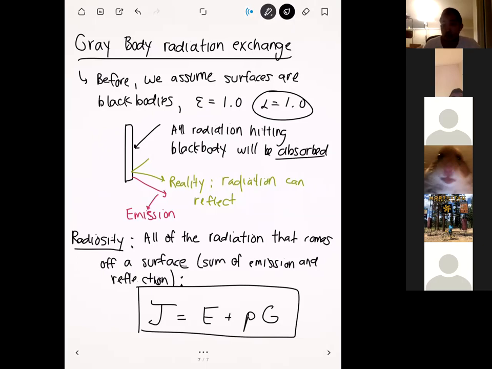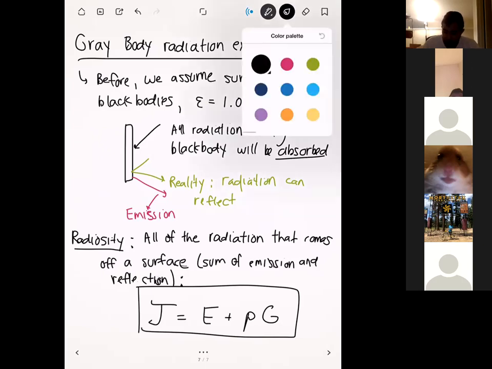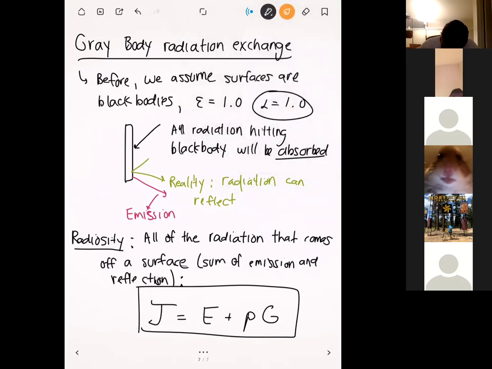All right. And so now that we're considering realistic surfaces like this, we need to consider the amount that's reflected as well. Instead of talking just purely about emission, we need to talk about reflection as well. Let me go ahead and label this. This rho right here is the reflectivity.